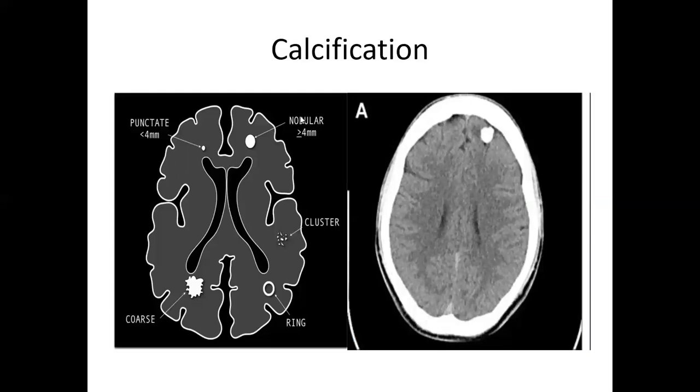Calcification is another thing. When you are thinking of calcification, we have to see in the plain scan, and the best way is to see it in the plain CT. It may be punctate, nodular, cluster, ring or coarse. So depending on the type of calcification, you can define your tumor easily.